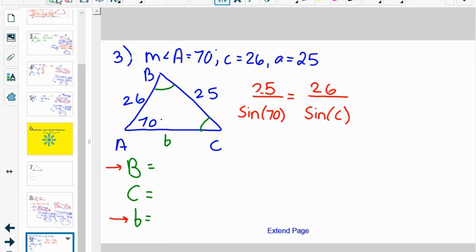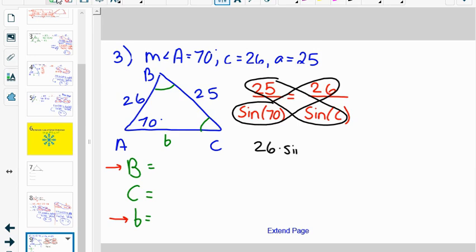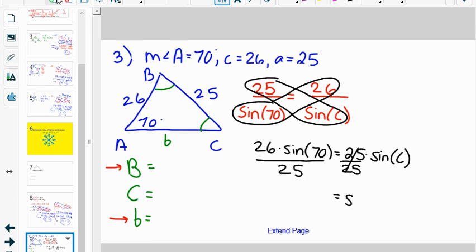Now we're just going to cross multiply and solve. 26 times sine of 70 equals 25 times sine of angle C. To get C by itself, we first need to divide the 25 to the other side. And that equals sine of C. And this you can type in your calculator to get the decimal. Ultimately, you're going to be taking the inverse. So let's just type that in.